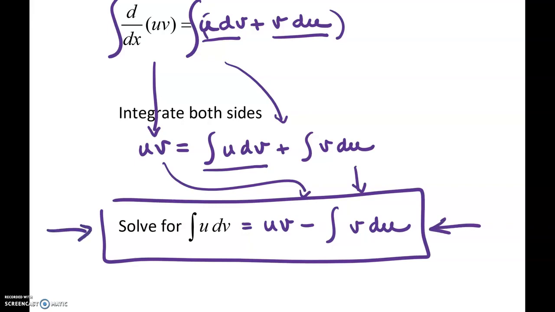This is what you need to learn. You need to retain this. Some of my students in years past have called it voodoo, but it's uv minus the integral of v du.